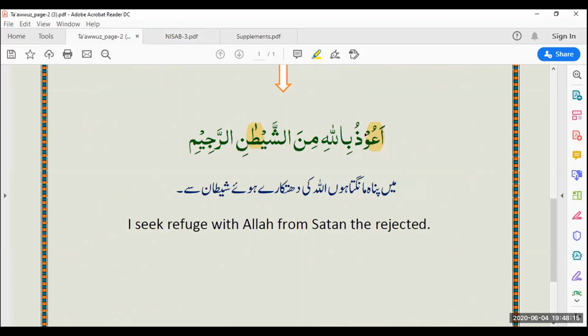Excellent, well done. The wa is haruf mad, so we have to prolong it for 2 seconds. I just couldn't quite understand if you did it for 2 seconds or not. Would you please like to recite the Tawud again?